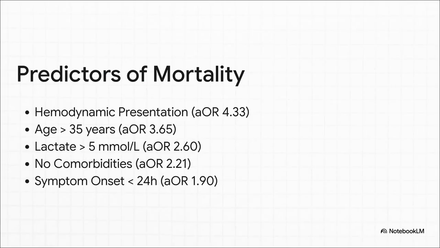So when they ran the big statistical analysis to control for all the other factors, that hemodynamic presentation still came out on top as the #1 independent predictor of death. It quadrupled the odds of dying. Age and lactate were right up there too. And here's something interesting. Having no comorbidities was also a risk factor, which might suggest that a dysregulated, over-the-top immune response in healthy people is actually part of the problem.